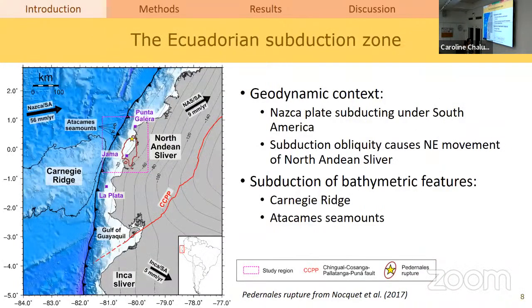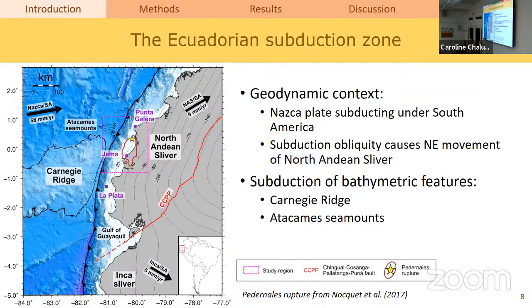So with that said, we're looking at repeaters specifically in the context of the Ecuadorian subduction zone. So the Ecuadorian subduction zone is here in this context. We have the Nazca plate right here that is subducting obliquely under the South American plate, causing the detachment towards the northeast of this North Andean sliver here.